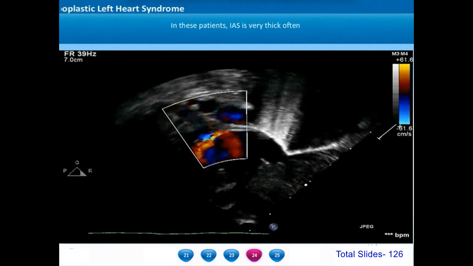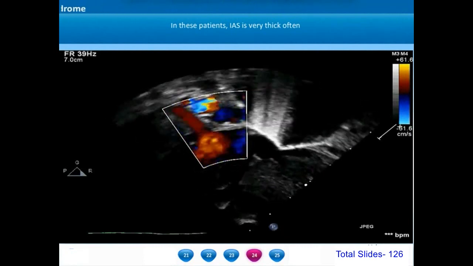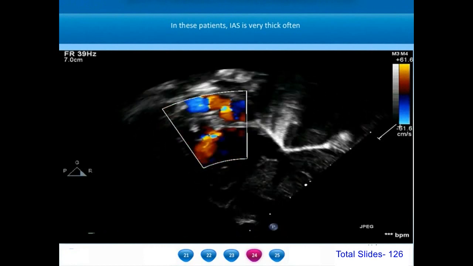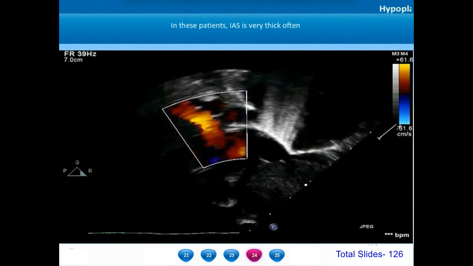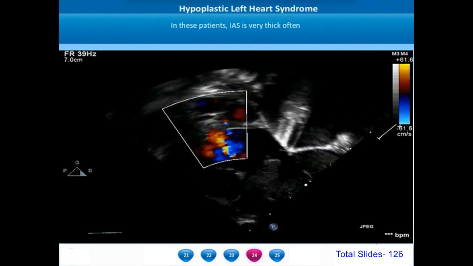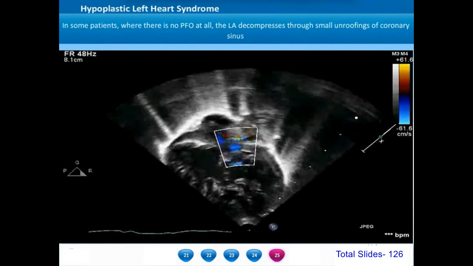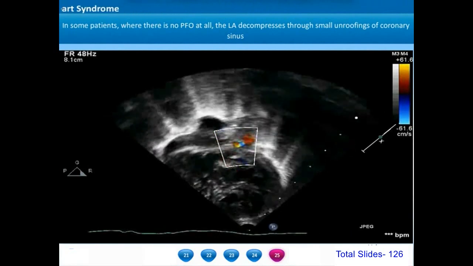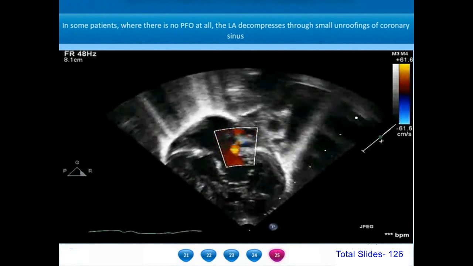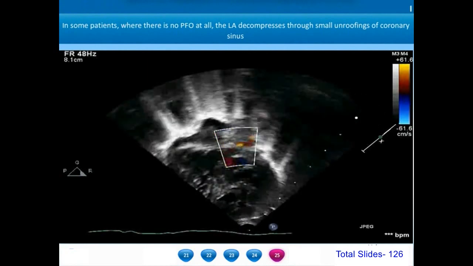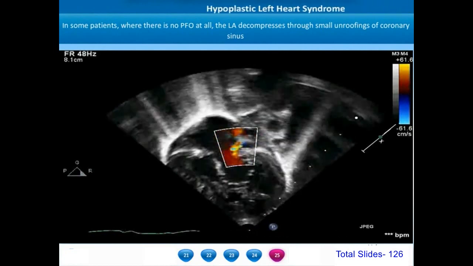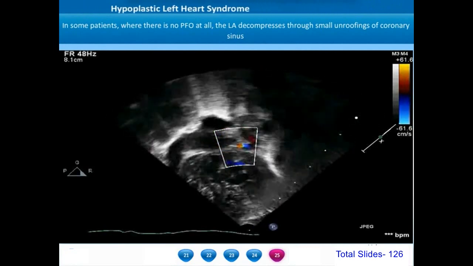One of the hallmarks of this restrictive foramen ovale is an extremely muscular interatrial septum. These interatrial septums are very thick. They don't yield well to a balloon septostomy. In one of the extreme examples of inadequate interatrial mixing, the atrial septum may be totally muscular. There won't be a foramen ovale at all, and in these patients the left atrium will decompress itself through small unroofings in the coronary sinus.